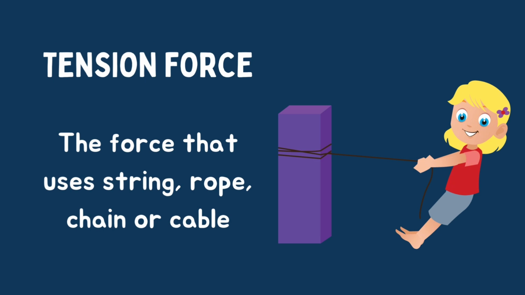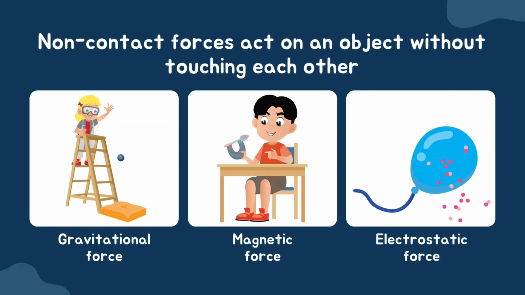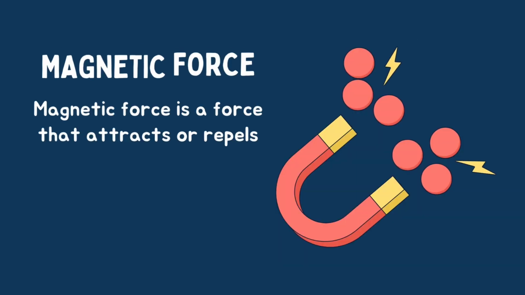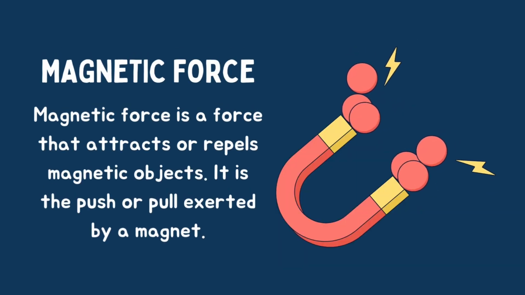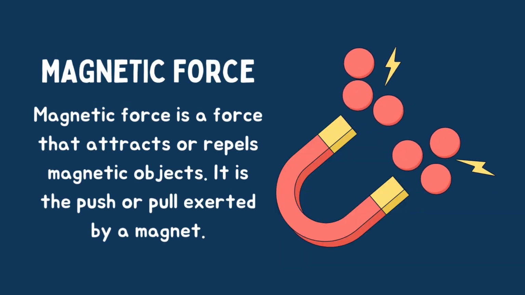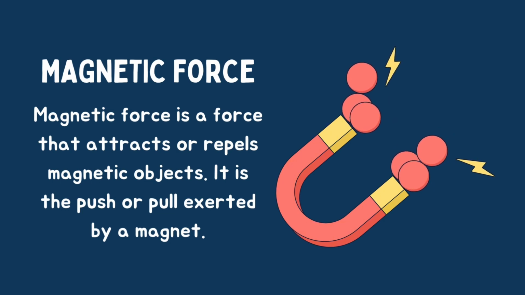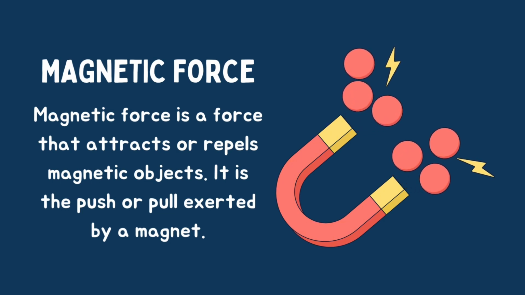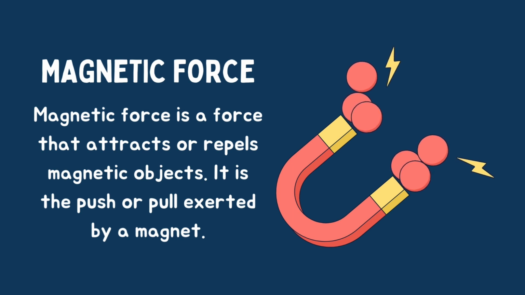The second category of force is a non-contact force. It is the force that acts on an object without touching each other. First, we have the magnetic force. It is the force that attracts or repels magnetic objects. It is the push or pull exerted by a magnet.